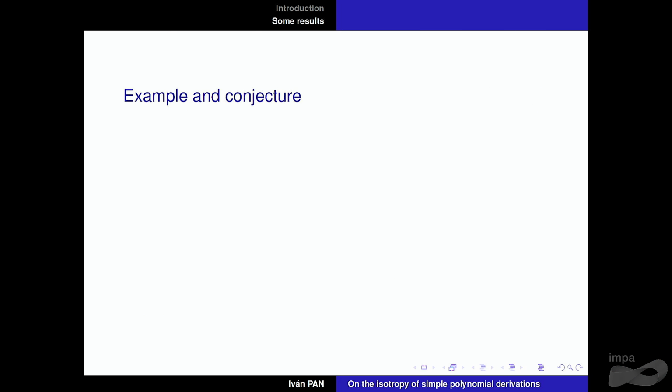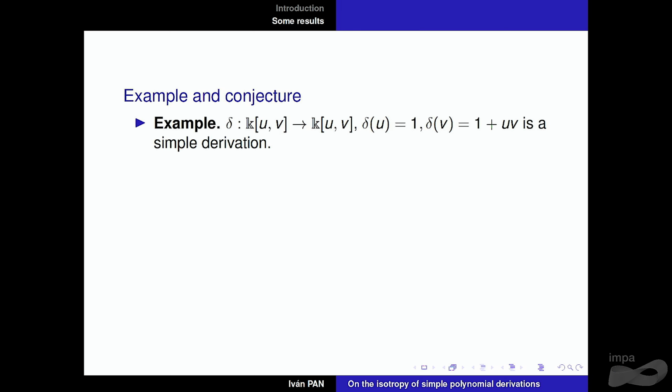Then let me now give an example to show that the conjecture of Yang is in fact not true in general. Let's start with an example in dimension 2. Consider a derivation, little delta, in 2 variables, defined in this form. Delta u is 1, and delta v is 1 plus uv. This is a simple derivation.